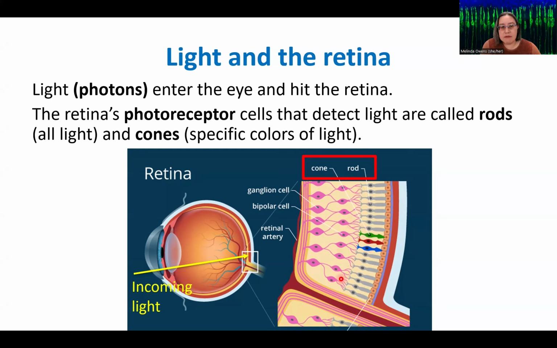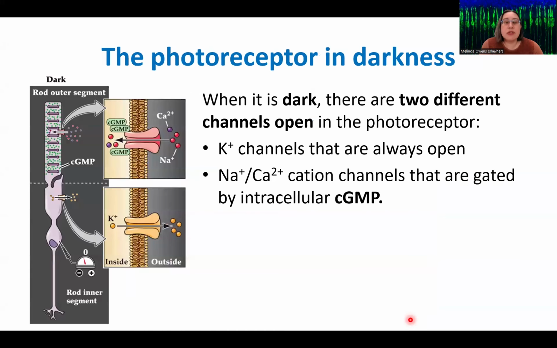And these photoreceptors will send signals to all sorts of different other cells that will eventually send their axons to the brain and tell your brain what is going on. Okay, so as I said, we're going to be focusing on the photoreceptors and how they work. First, let's start off in the darkness because there's stuff going on in the photoreceptors, even when it's dark.